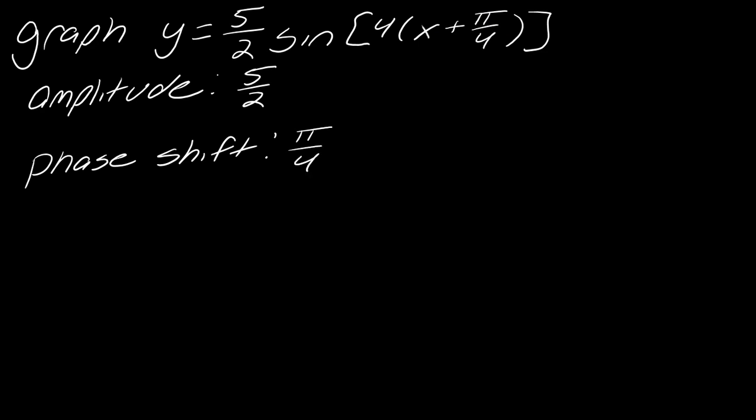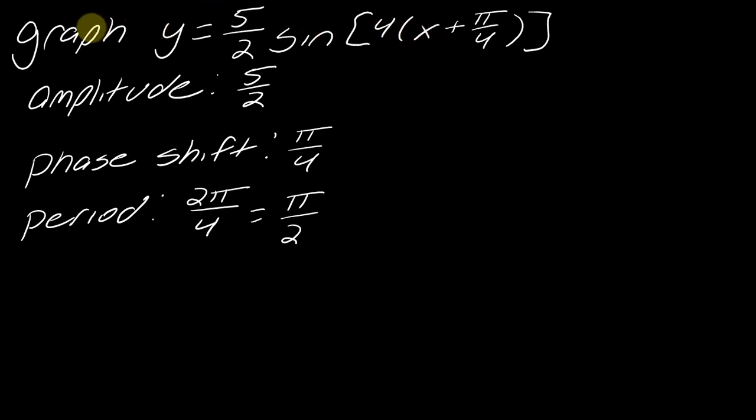And then the period. The period is found by taking 2 pi over this number that you can factor out. So we always want to have this factored form, as we talked about in the last video. The number that you factor out goes underneath, so my period is going to be pi over 2. Okay, so the next thing we want to know is, where do I start and end this graph?